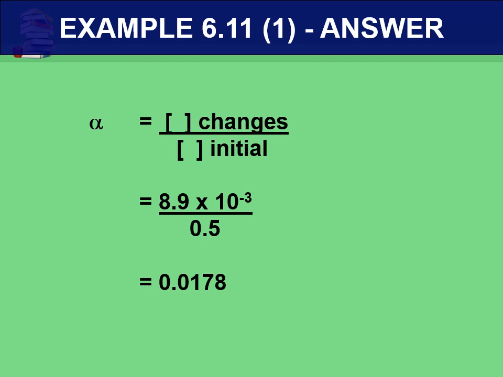Alpha is the change in concentration divided by the initial concentration. So we have 8.9 times 10 to the power of negative 3 divided by 0.5. The answer is 0.0178 or 1.78%.